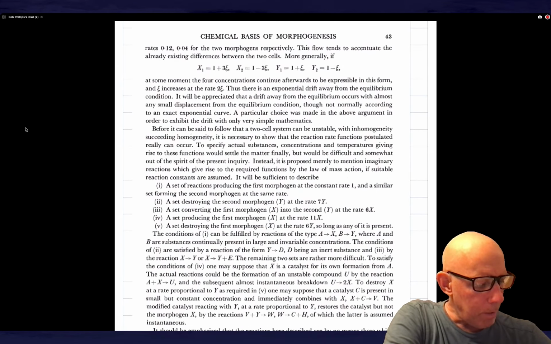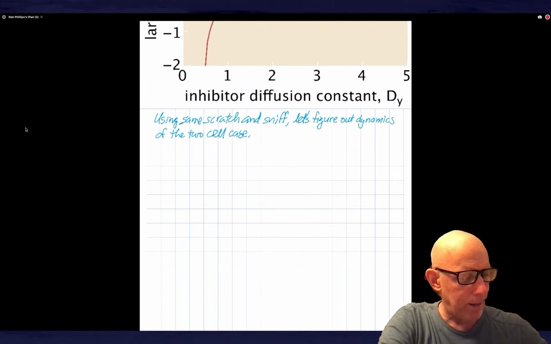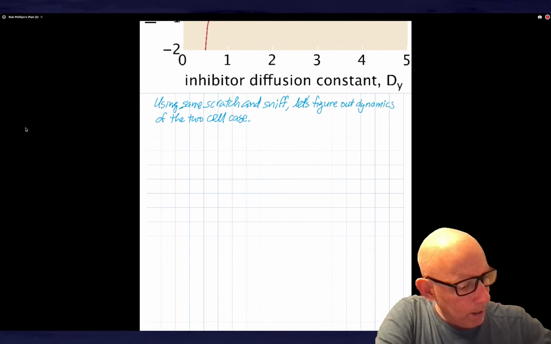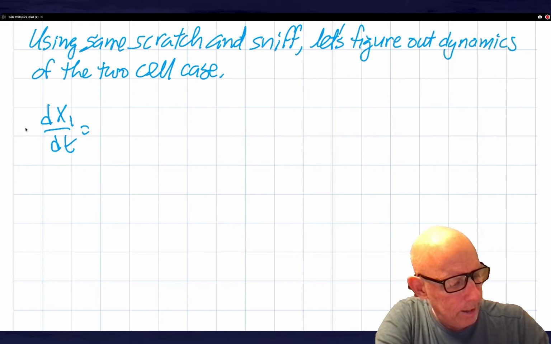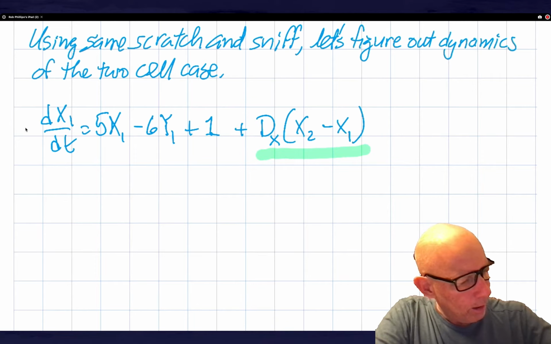So what we want to do next is the two-cell case. Now I'm ready to tackle the two-cell case. So what I say here is we're going to use scratch and sniff to write down the equations, and I basically want to write down the same chemistry. So dx1/dt is equal to 5x1 minus 6y1 plus 1. And then I want to have diffusion from cell 2 to cell 1. So this term is a diffusion term.